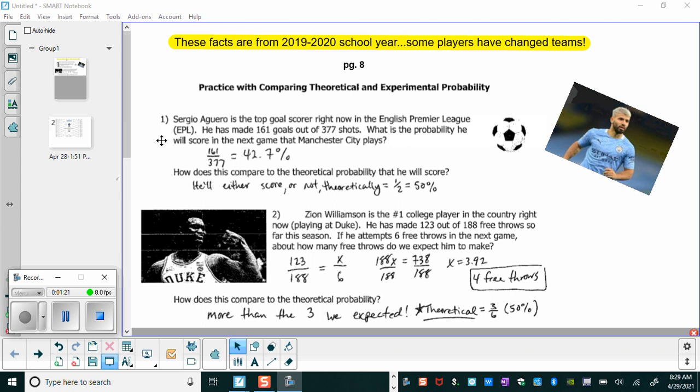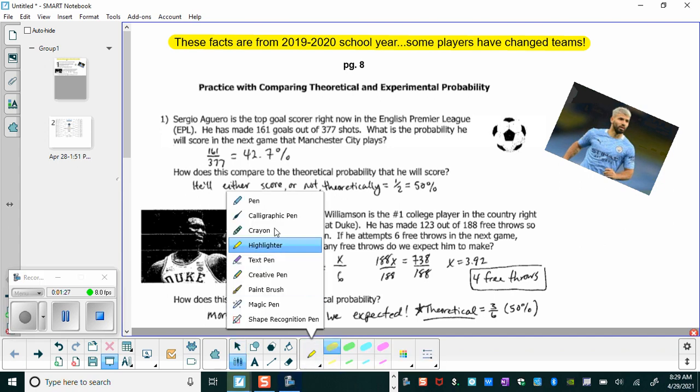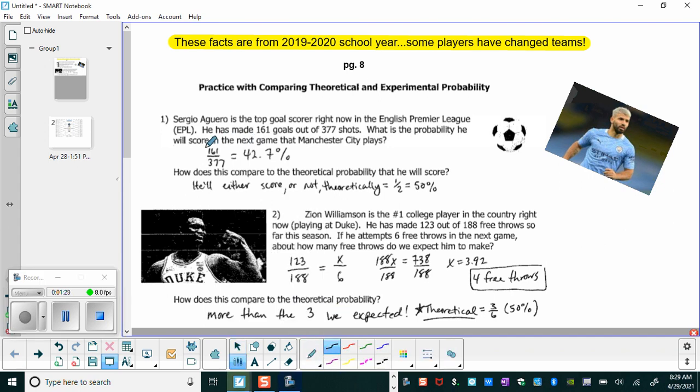So here in this situation, you can see I've got the makes, the 161 out of the 377. Let me just get a pen here. Sorry about that. So we've got the makes here out of the total attempts. And when you divide that in your calculator, that's the 0.427. And that's how we get that he's a 42.7% shooter. So that's the percentage that he's going to make a goal in the next game.